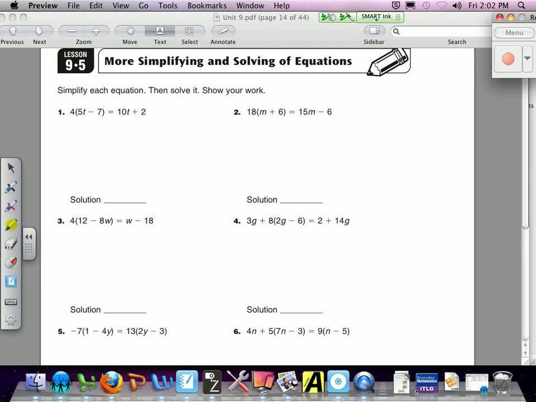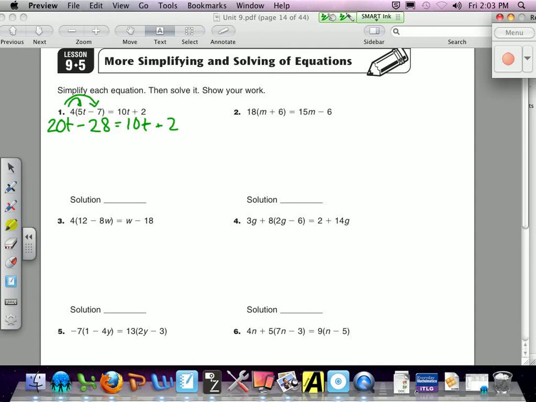None of these ones have it so that you can combine like terms inside the parentheses. So it's going to be distributive property, and then see if you can combine like terms prior to starting your solution. So for the first one, we're going to distribute that 4 inside and get 20t minus 28, distributive property over subtraction, equals 10t plus 2. You look to see if there's any opportunities to simplify that anymore, but there aren't. So now you can start solving.